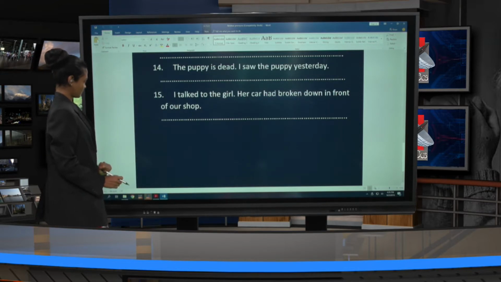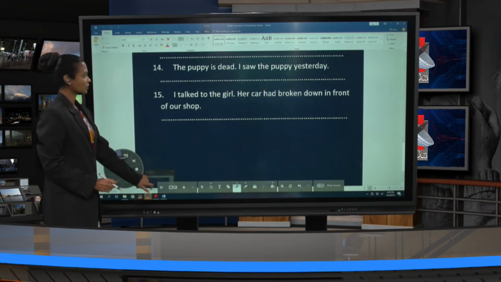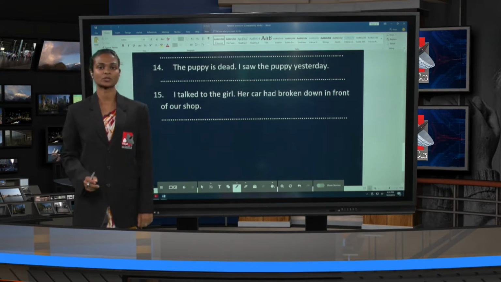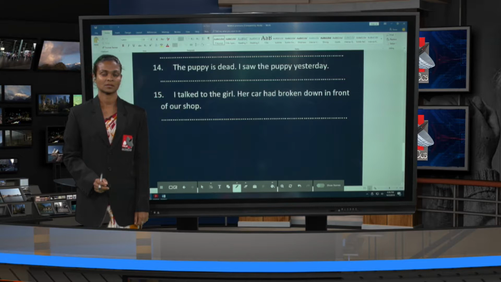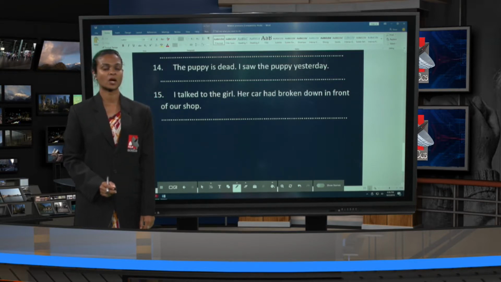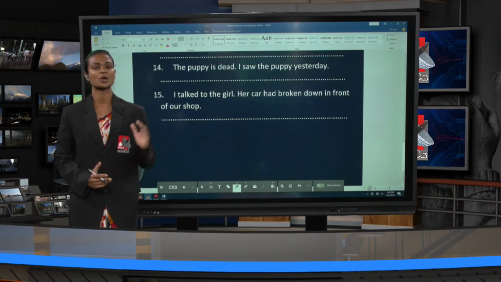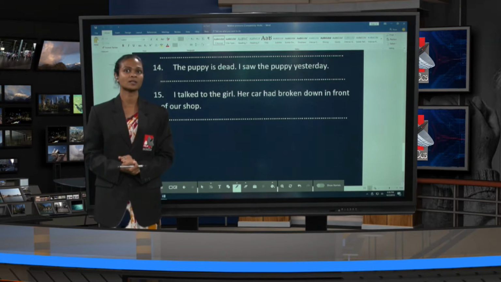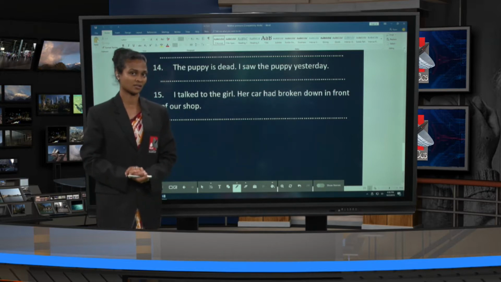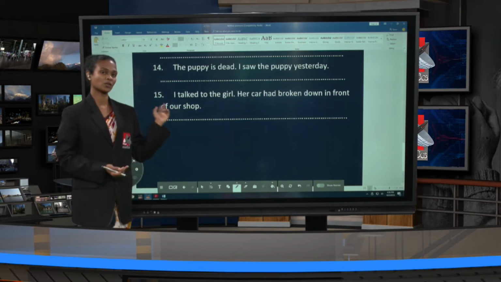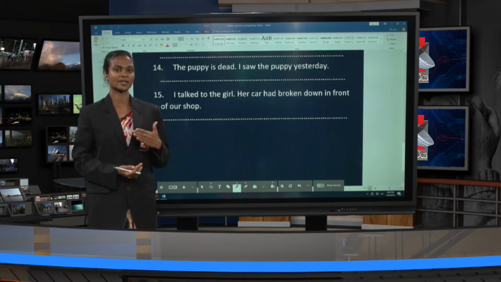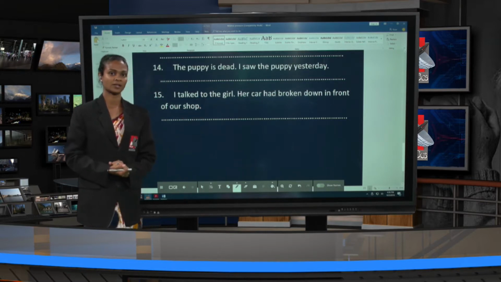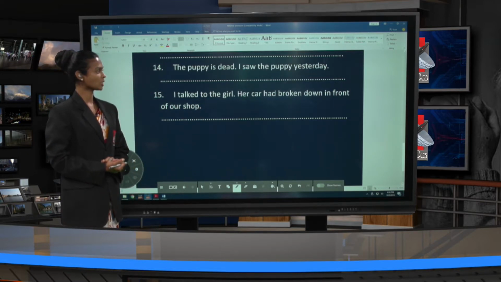Then last one. 15th. I talked to the girl. Her car had broken down in front of our house. I spoke to the girl. What happened? Her car had broken down. Broken down, break down, broken down, break, broke, broken. Where? In front of our shop. In front of means ඉදිරිපස. අපේ කඩේ ඉස්සරහා ඇගේ කාර් එක කැඩිලා. Right? Then we are talking about her car.